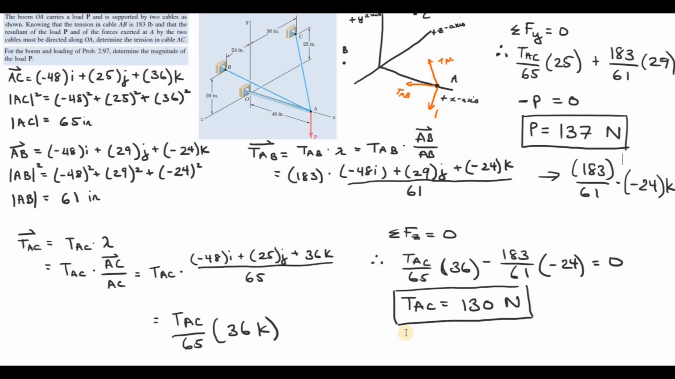So for the second problem, we solved for the tension AC, which gave us 130 newtons, and also the load P, which gave us 137 newtons.